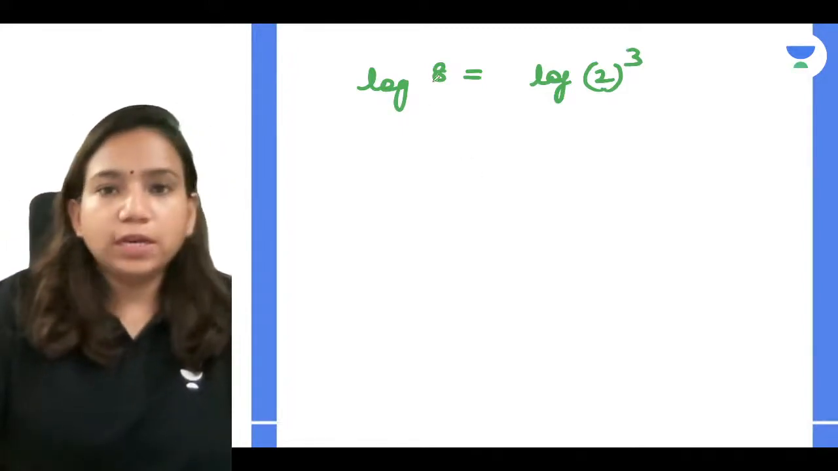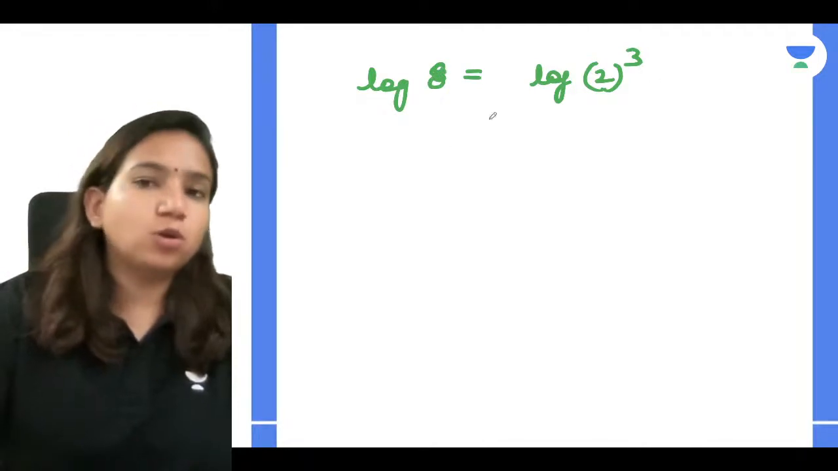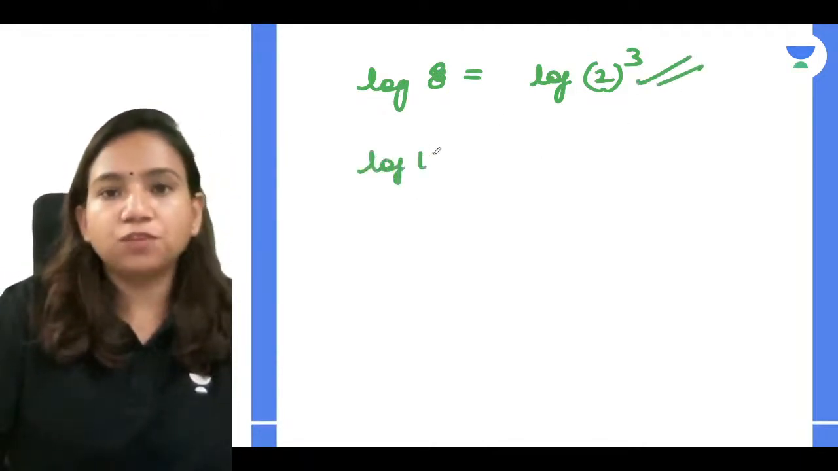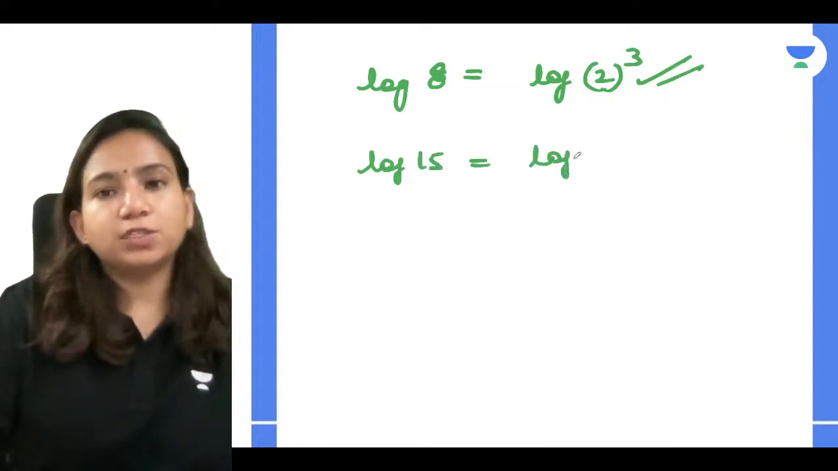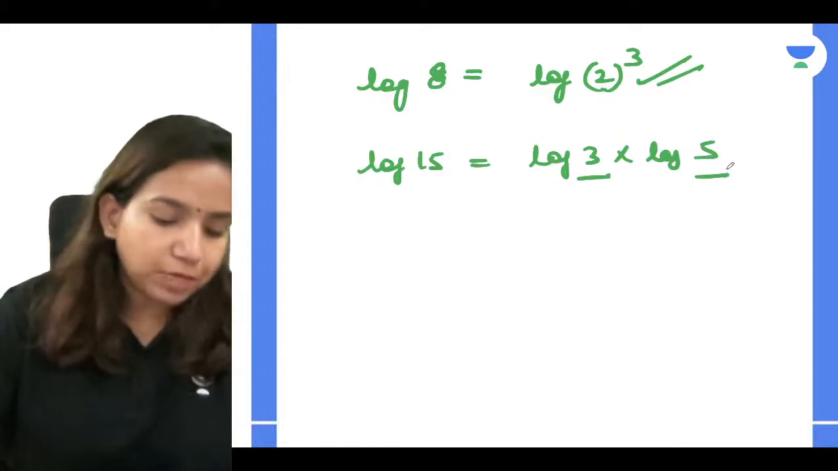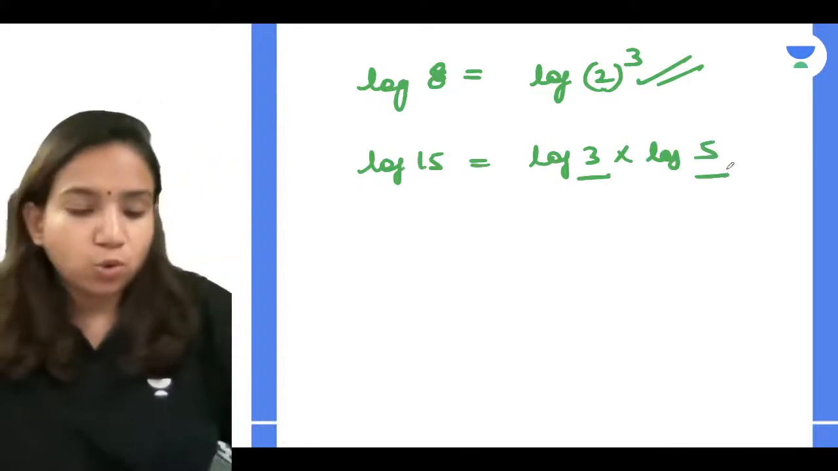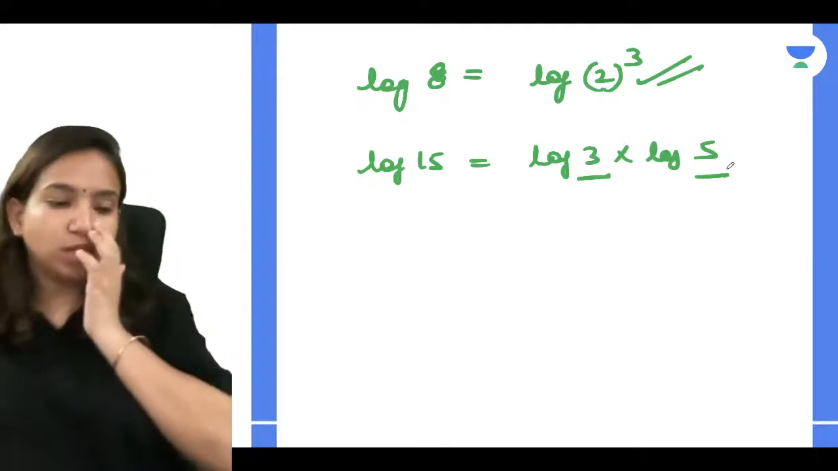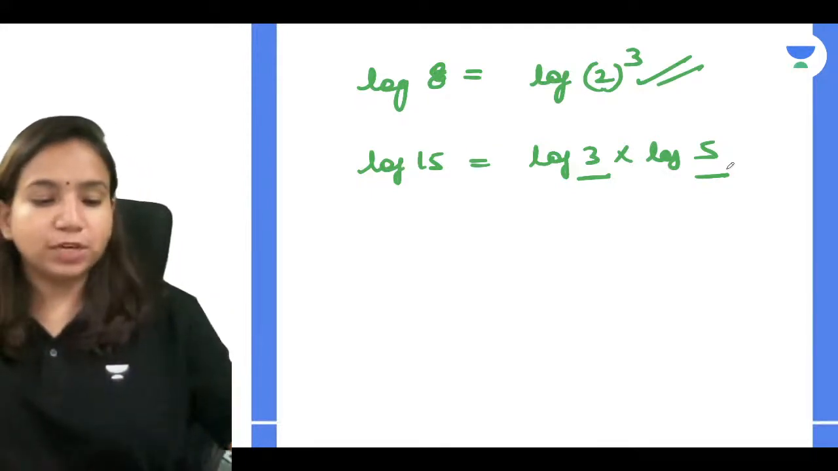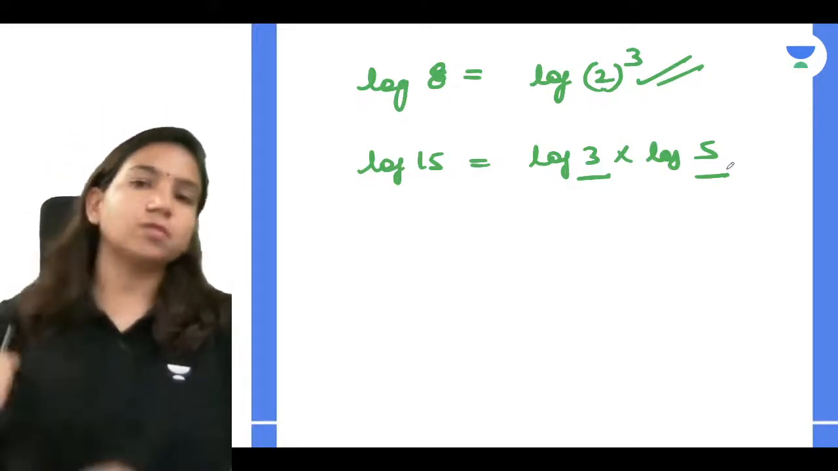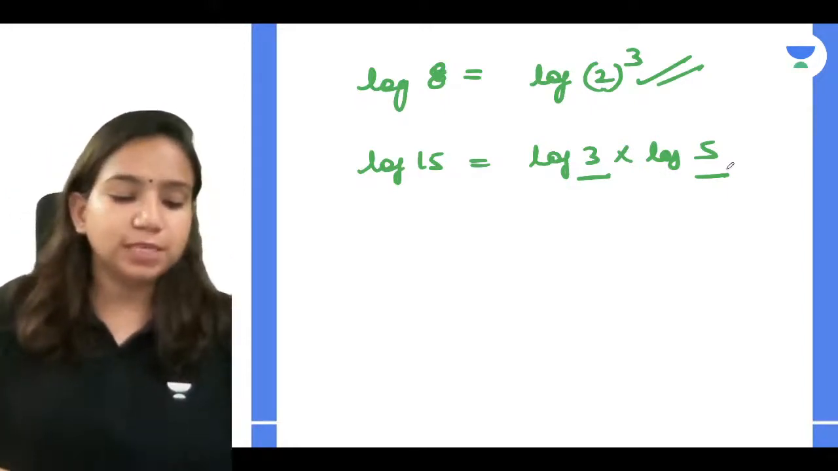So log 8, suppose you have to calculate, you can write it as log 2 to the power 3. Log 2 value you know and you can calculate. Suppose you have to calculate log 15. Log 15 you can write as log 3 into log 5. So you know log 3, you know log 5, you can calculate it like that. So I told you that you have to learn log 2, 3, 5 and 1, and you can actually calculate any of the values from it and you can easily get it. Okay guys, I hope everyone is clear with it.